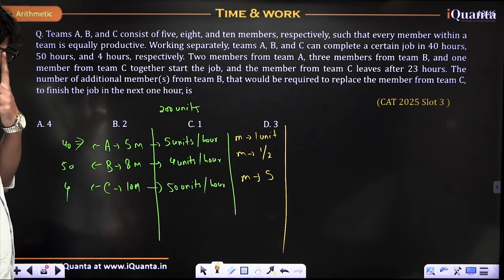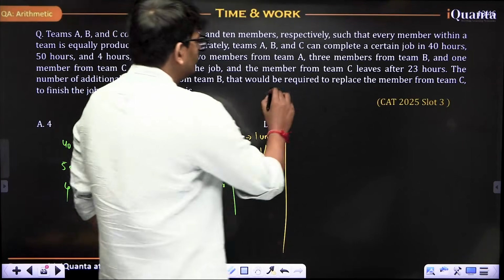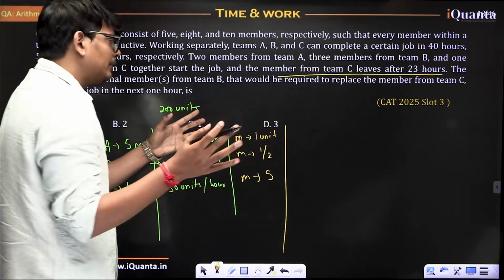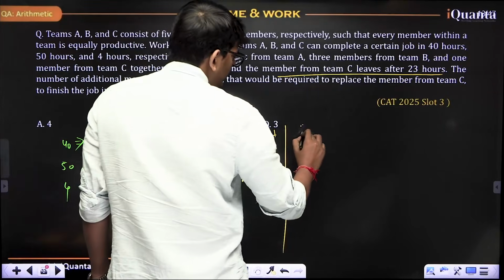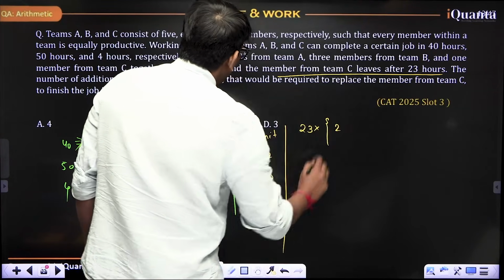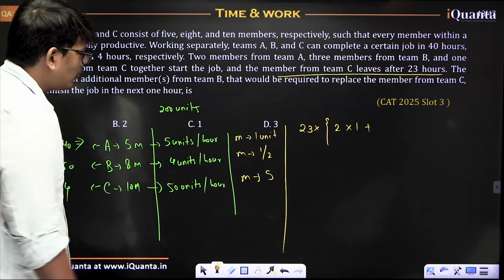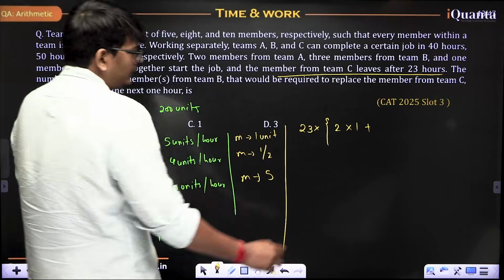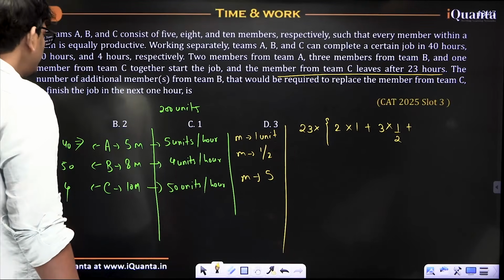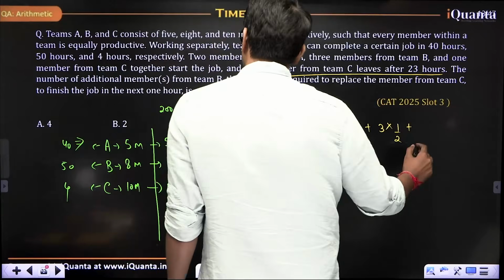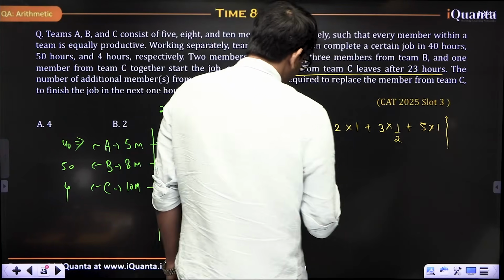2 members from team A, 3 members from team B, and 1 member from team C together start the work, and member from team C leaves after 23 hours. That means these 3 combinations of people worked for 23 hours. So 23 into 2 members from team A, so 2 into 1. Efficiency is 1 for each member belonging to team A. 3 into 1/2. And member from team C, 5 into 1 member, right? 5 into 1. Let's simplify this.